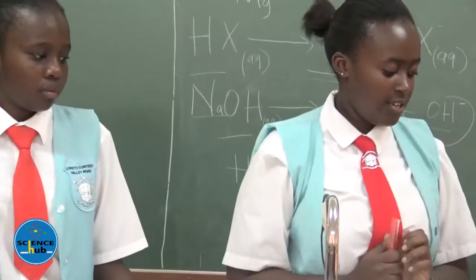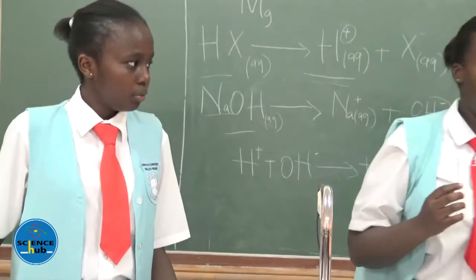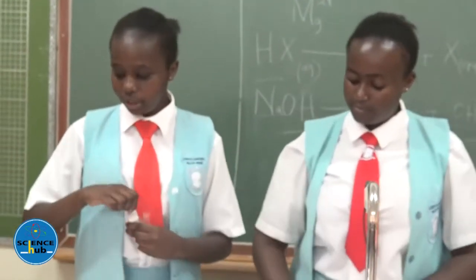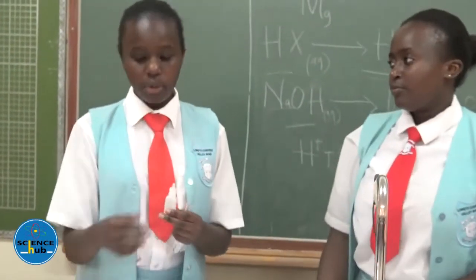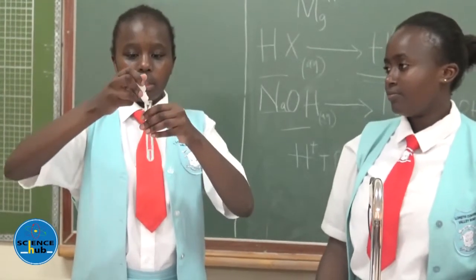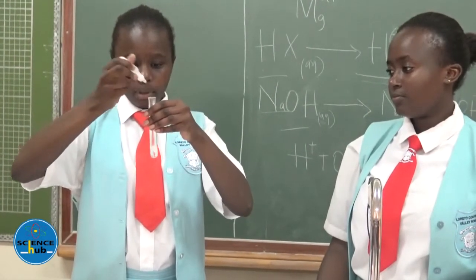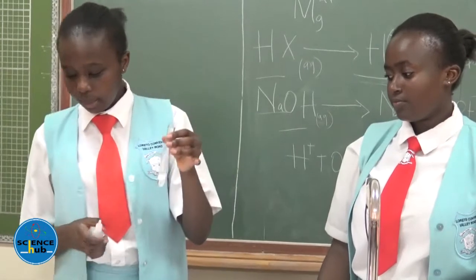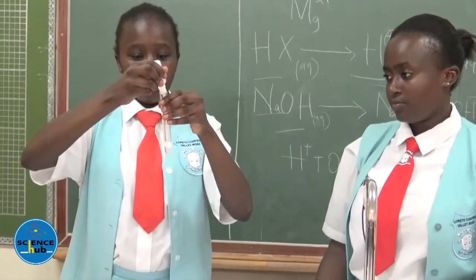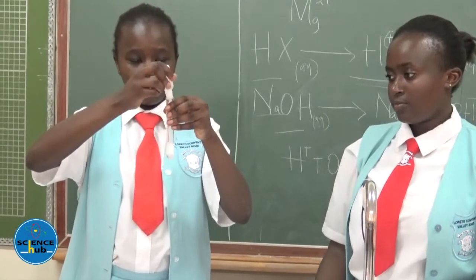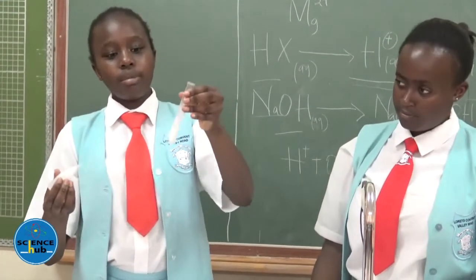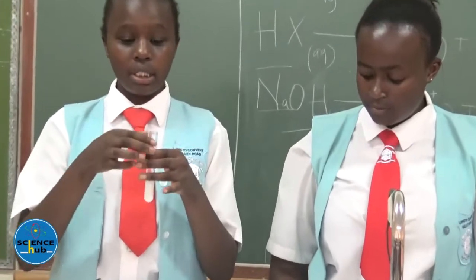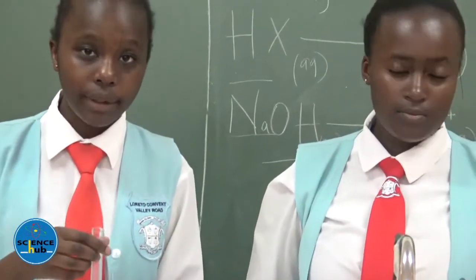Next, we are going to use ammonium solution. So the same procedure is followed. We put a few drops of ammonia solution. As you can see, a white precipitate is formed and it's insoluble. So you add excess ammonia in the solution. You see the white precipitate does not dissolve. So a white precipitate insoluble in excess shows the presence of lead ions.